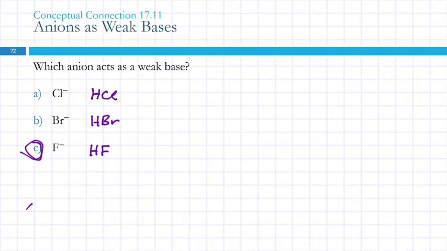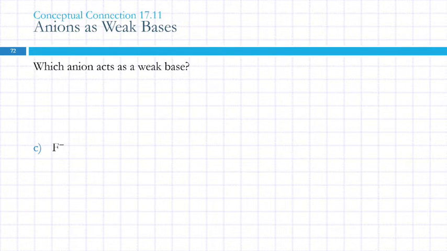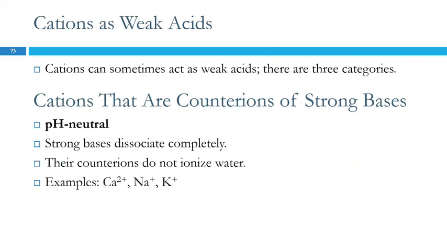Questions like this can show up on exams, and they can kind of surprise you because you spent so much time learning how to do ICE tables that you're like, oh wait, there's no numbers, what do I do? Any questions? Okay, so those were the anions.